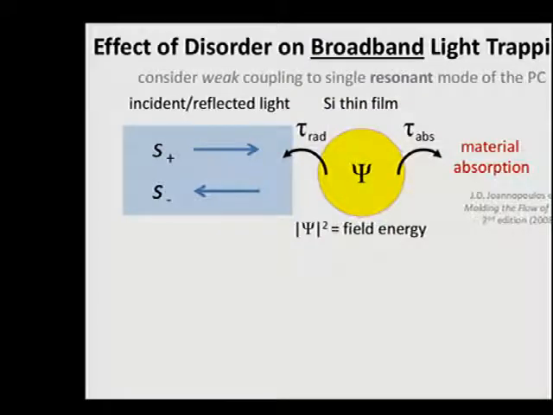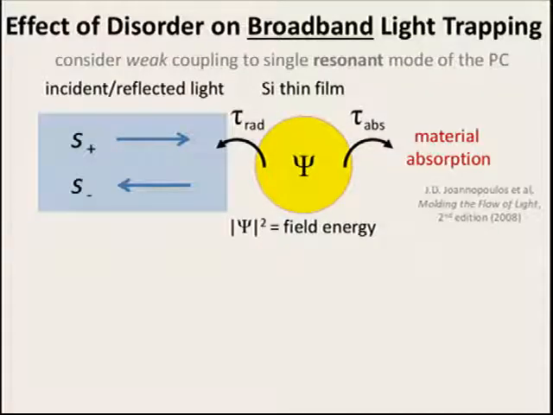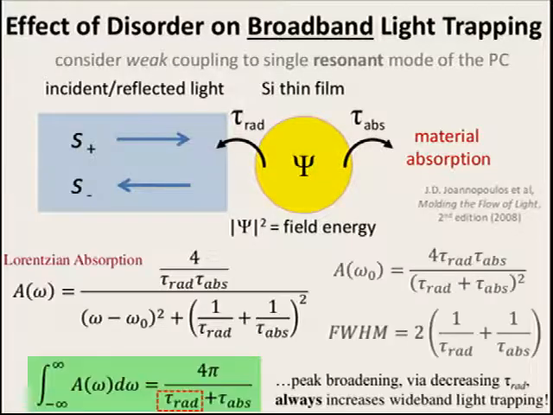We can also demonstrate analytically why partial disorder increases the broadband light trapping by considering weak coupling of incident solar radiation to a single resonant mode of the photonic crystal, which has some amount of material absorption. The incident light couples at some rate, 1 over tau rad, to the photonic crystal mode, which in turn is absorbed at another rate, 1 over tau abs. Using just these two degrees of freedom, tau rad and tau abs, I can write down an analytic expression using coupled mode theory for the absorptivity, which is shown in the equation on the left.